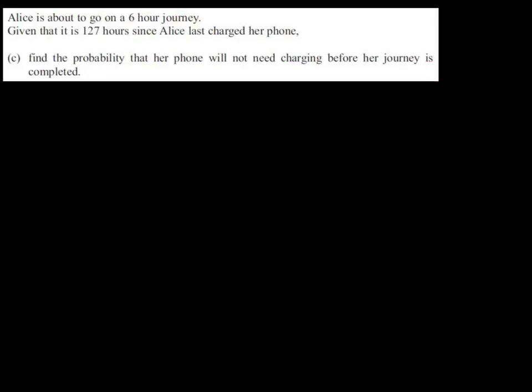Part C is arguably one of the toughest parts in this paper because it is cunningly disguised. We are told in the question, Alice is about to go on a 6-hour journey, and here we are told, given that it is 127 hours since Alice last charged her phone. Now, when we see "given that", we should be thinking that this is a clue that we are looking at conditional probability, which is actually very easy to miss. But that's what the "given that" is suggesting.